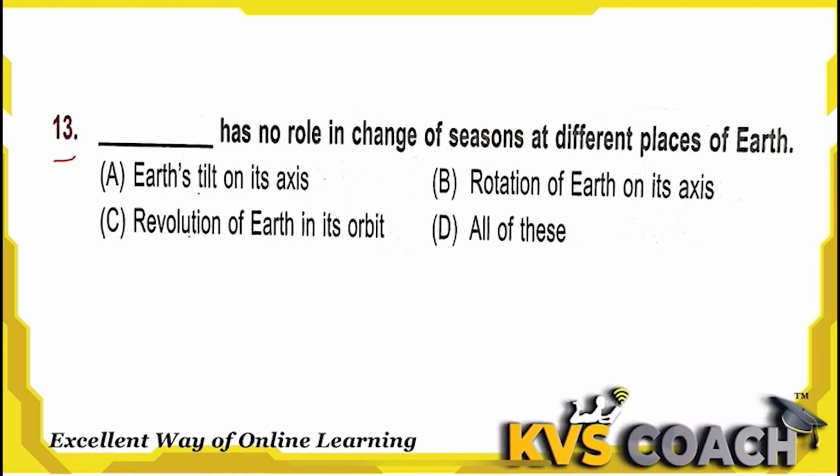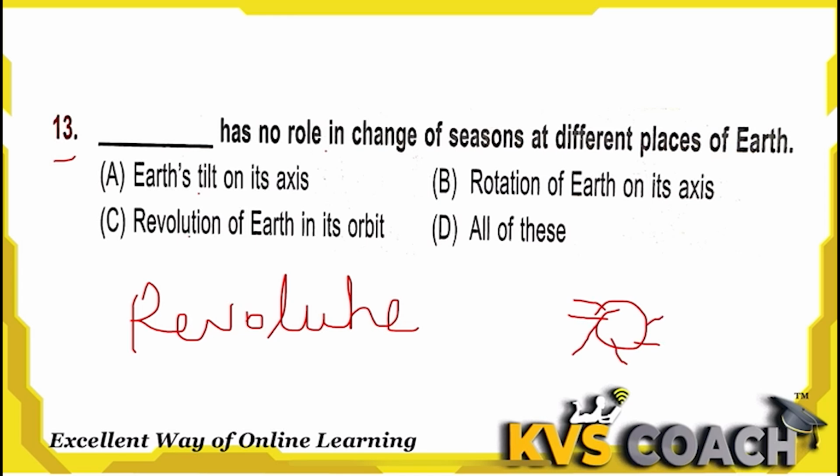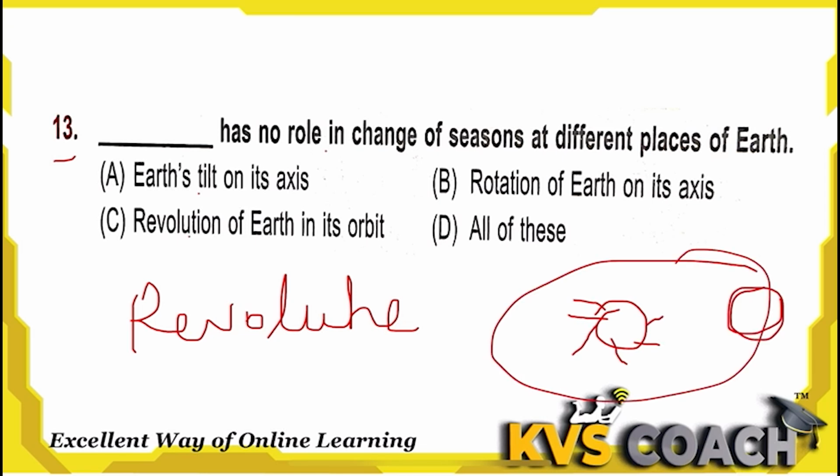The next question is, dash has no role in the change of season at different places of the earth. Option A, look, I already told you in the initial part of the lesson that when the earth revolves around the sun, then the season change may be caused. The earth revolves around the sun in a fixed orbit, then the season changes. Dash has no role in the change. What is no role? We should find the one with no role.